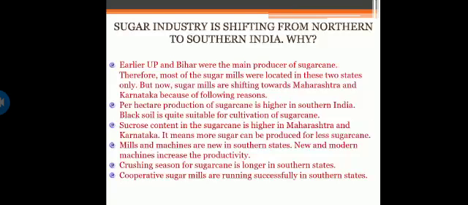Crushing season for sugarcane is longer in southern states. Cooperative sugar mills are running successfully in the southern states. So these are the reasons why there is a shift of sugar mills towards Maharashtra and Karnataka. I mean to say they are shifting towards Maharashtra and Karnataka.